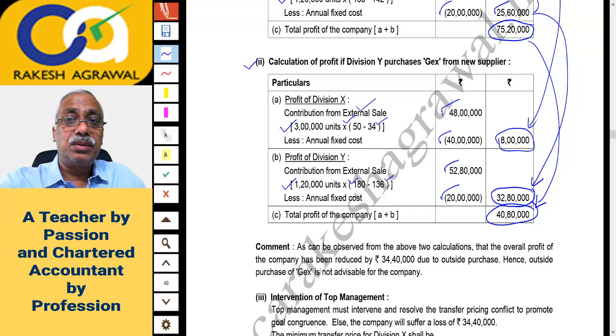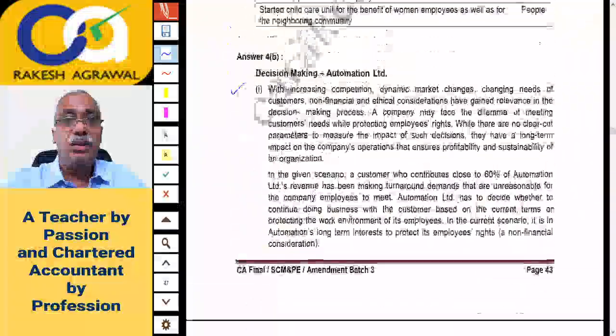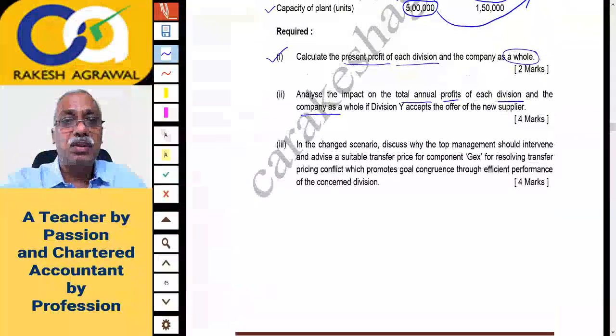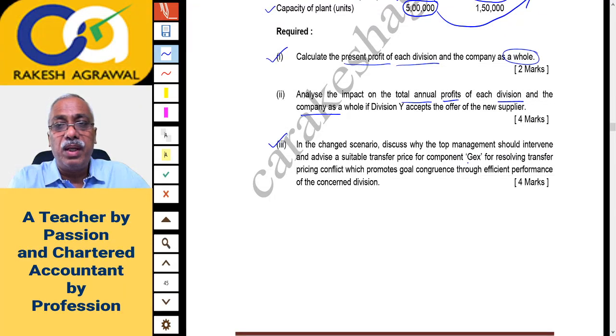I had not read it, so I'll go back till the time you read it from your printed notes. Third question. In the changed scenario, discuss why top management should intervene and advise a suitable transfer price for component X for resolving the transfer pricing conflict.